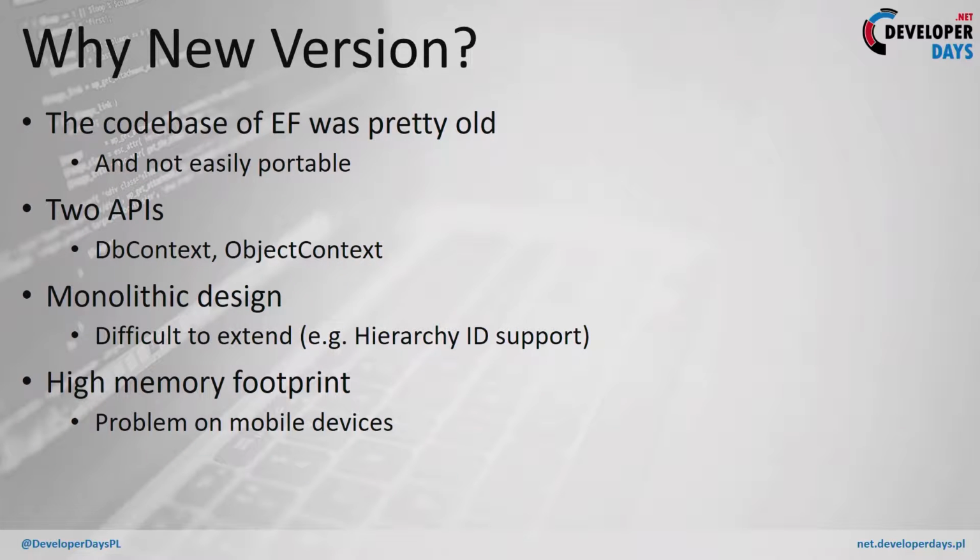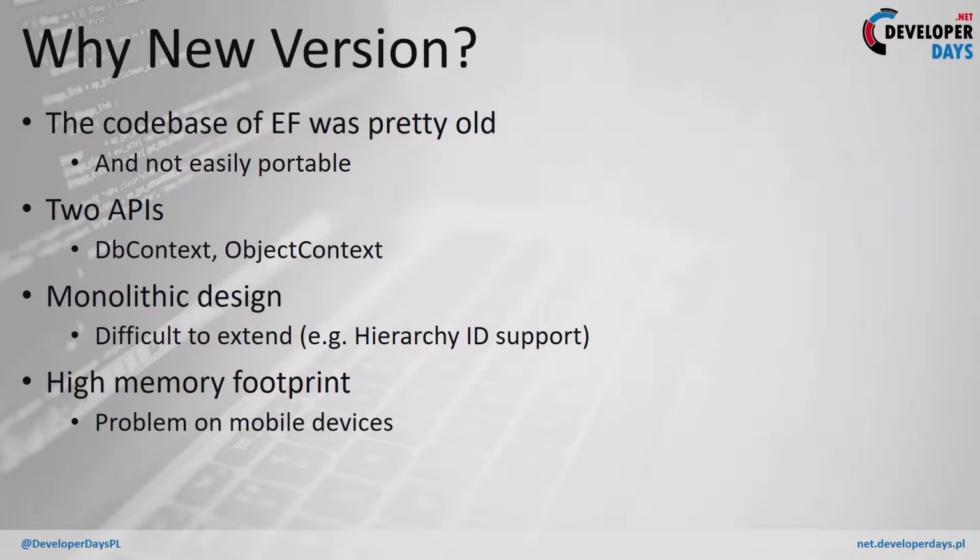So why did they bring the new version? The most important point was the support of .NET Core, but also the code base of classic Entity Framework is pretty old. Do you remember the year when the first version of Entity Framework came? It was something like 2007, 2008. Yeah, so the code base is quite old, and it uses some API of .NET Framework which is not portable.